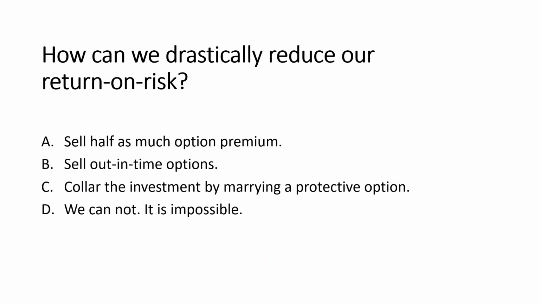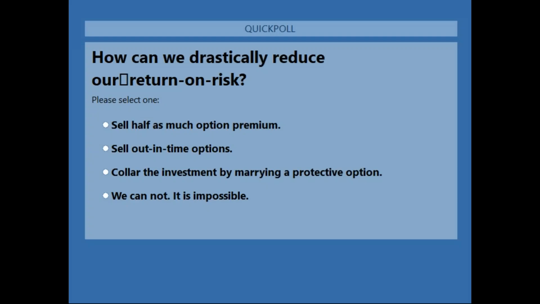Here's the last section of our call. How can we drastically reduce our return on risk? Should we sell half as much option premium? Should we sell out-in-time options? Should we collar the investment by marrying a protective option? Or is what I'm talking about not even possible? Please answer now. Only one answer applies.